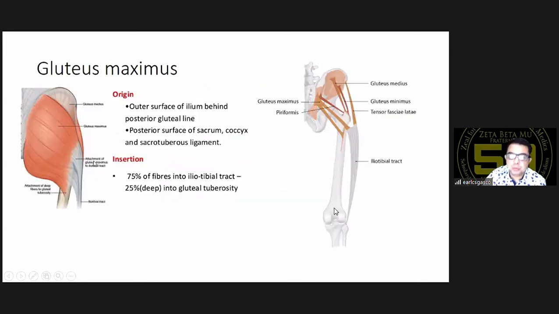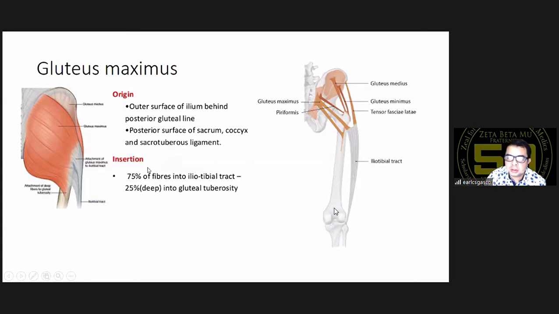Now the gluteus maximus: its origin comes from the outer surface of the ilium behind the posterior gluteal line. I'll point it out later. Just remember: gluteus maximus, posterior gluteal line, outer surface. Its origin also includes the posterior surface of the sacrum, the coccyx, and the sacrotuberous ligament.